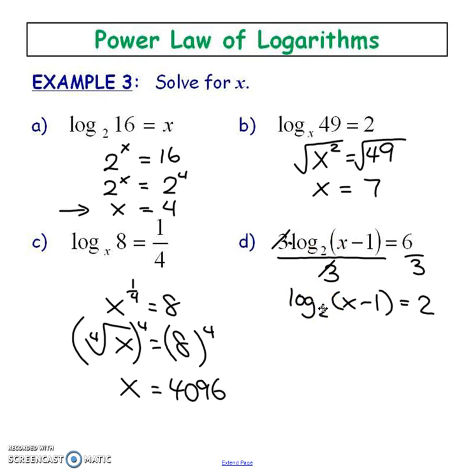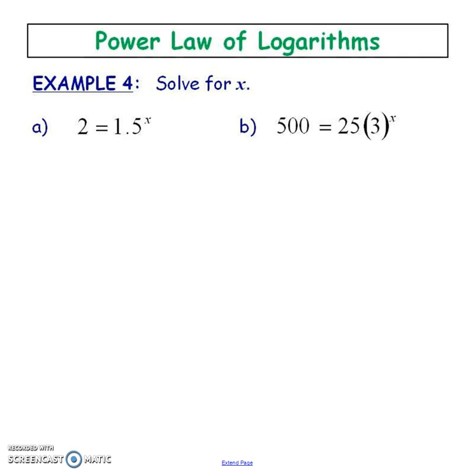Now let's put it into exponential form. 2 to the power of 2 is equal to x minus 1. If this is some sort of binomial or something like that, make sure you have brackets around it to indicate that the log of 2 is doing that to this entire thing. Okay. All right, so this is exponential form. That equals 4. Okay, bring the 1 over, it becomes a positive 1, which adds, and you get a 5.